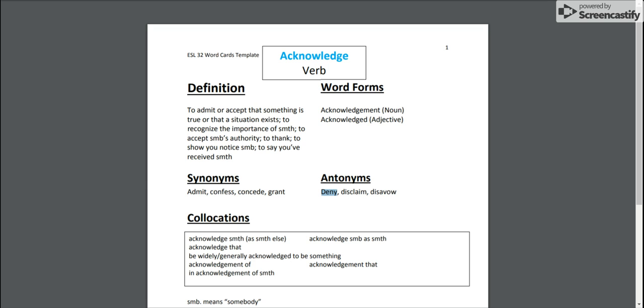Deny is to not accept that something is true. So, no, that's not true. I deny that, right? Deny is the opposite of acknowledge. Disclaim, disavow. Again, these things, how do you find them? In a really good dictionary, okay? Sometimes you can use something called a thesaurus as well. A thesaurus is a special kind of dictionary specifically for synonyms and antonyms.